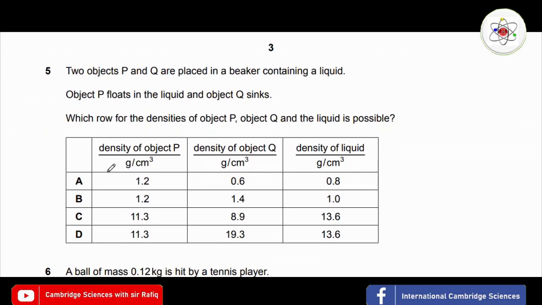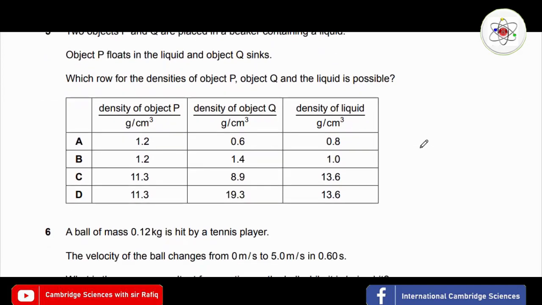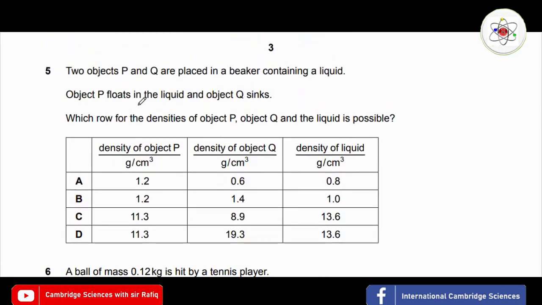Two objects P and Q are placed in a beaker containing a liquid. Object P floats in the liquid and object Q sinks. So the density of P, which is floating, must be less than the liquid, and as Q is sinking, the density of Q must be greater than the liquid.